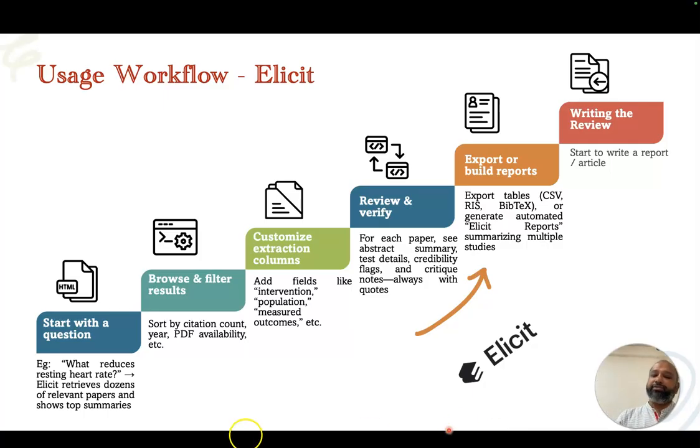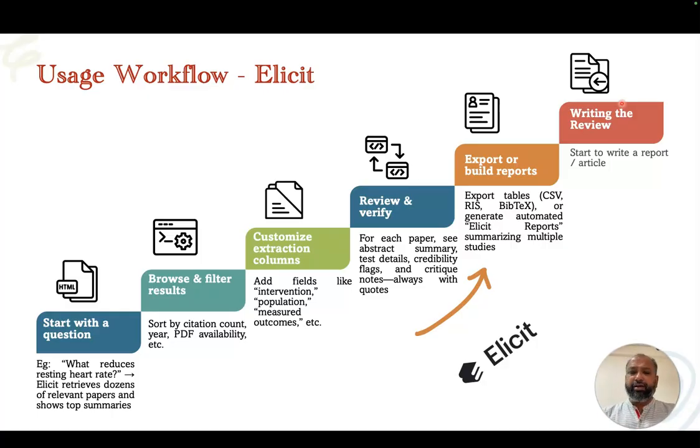The step number, you can start with the questions. It may be a research question or may be a variable. Just ask the prompting. After this, it's going to give you a browse and filter results based on our prompting, and customize what you want, just click and you can find this. And review, verify, and export if you want to import into Zotero. And finally, we can write a review. So this is a way we can use this particular tool.